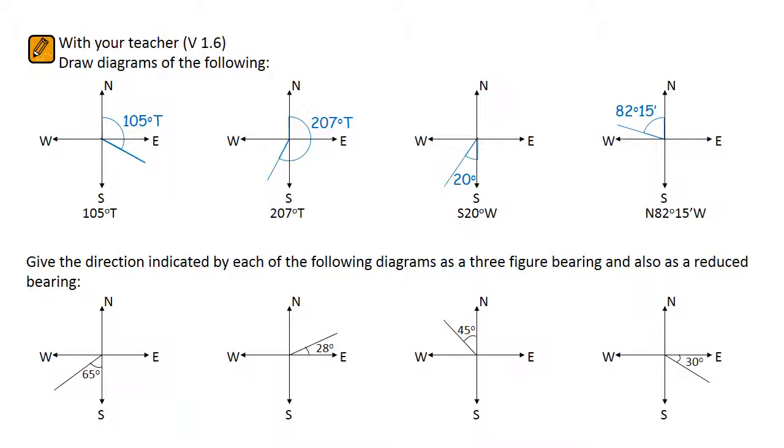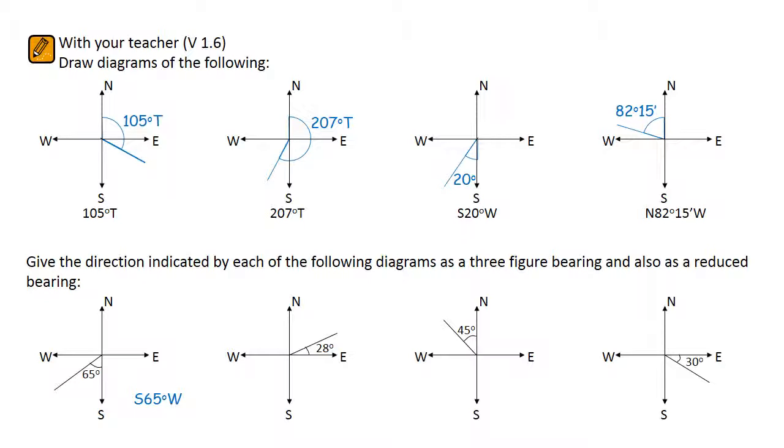Now we have to give directions for these different diagrams. We have to give them in two ways, so let's do the reduced bearings first. This first one looks like starting from south, rotate 65 degrees towards the west. So that's how we'd write it, as a reduced bearing. Now this next one is a little bit tricky. Whilst it's tempting to say start from the east, rotate 28 degrees towards the north, that's a bit unconventional.